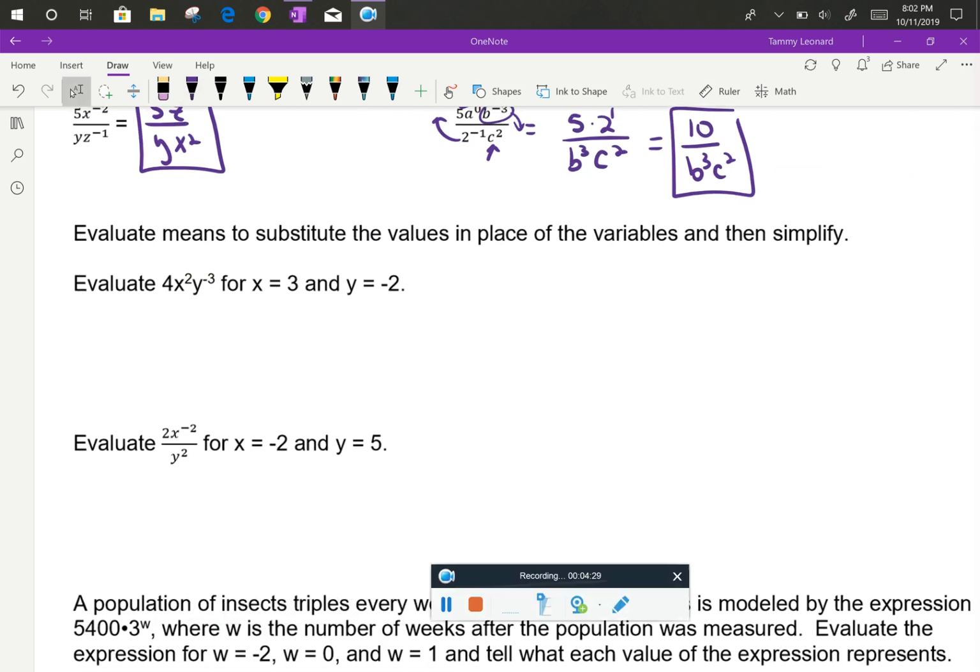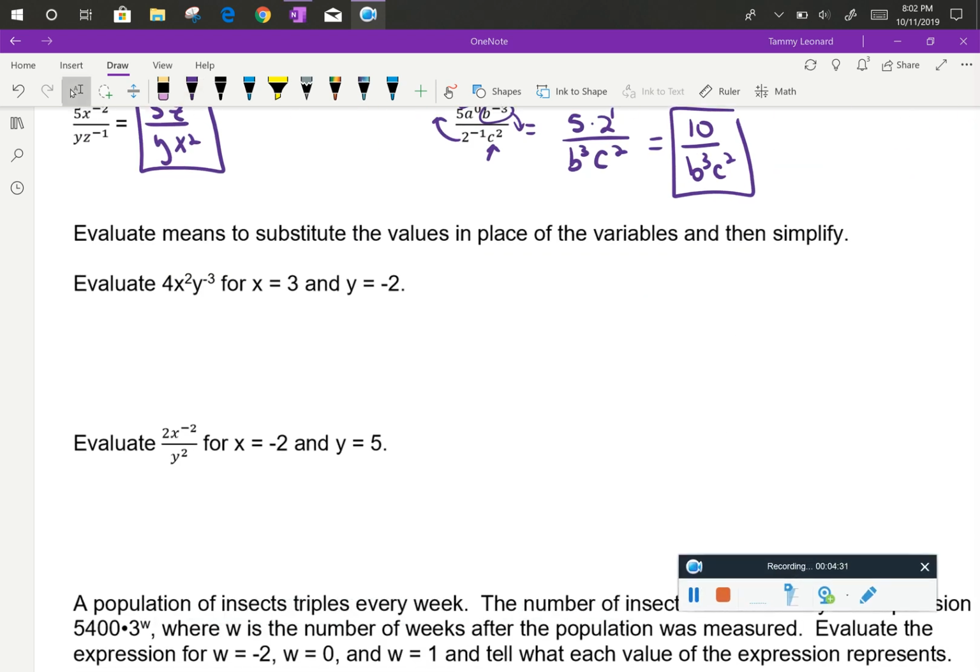Next, we're asked to evaluate. Evaluate means to substitute the values in place of the variables and then to simplify. Sometimes it helps if we simplify the expression first. So if we look at this 4x squared times y to the negative third, remember that y to the negative third means that the y wishes it was in the denominator. So the expression is really 4x squared divided by y cubed.